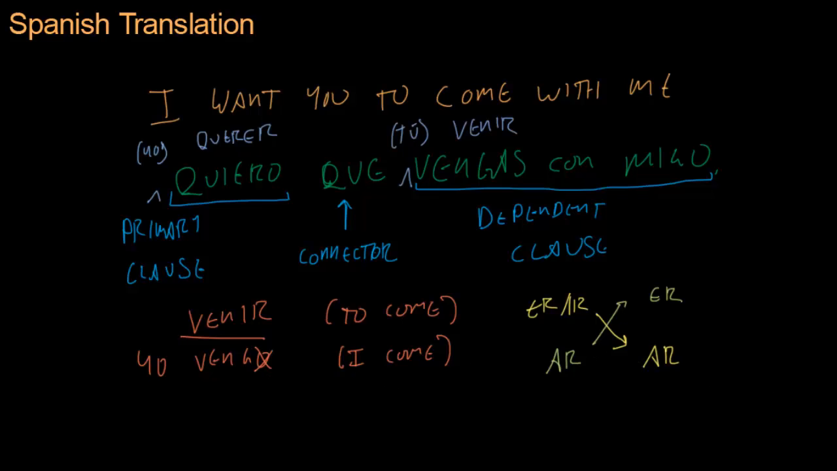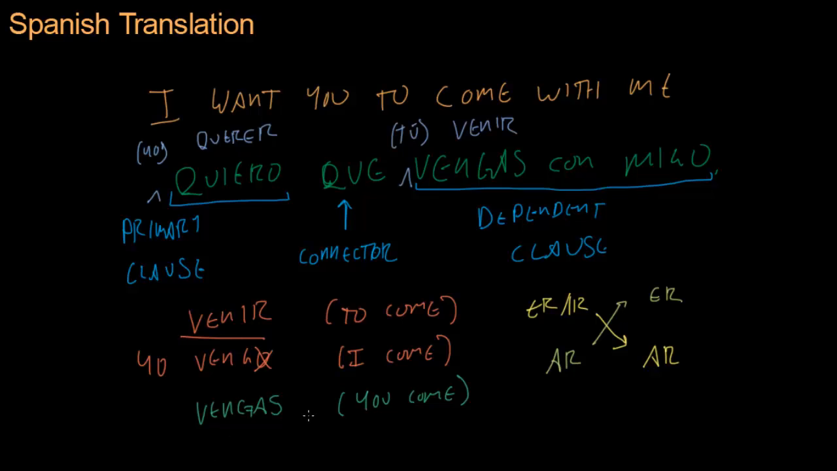So we go venga, which is you come, but it's subjunctive. And then of course this you is formal. In order to make it informal, we add the s, which is basically the way of making many things informal. So yo quiero, tú quieras.